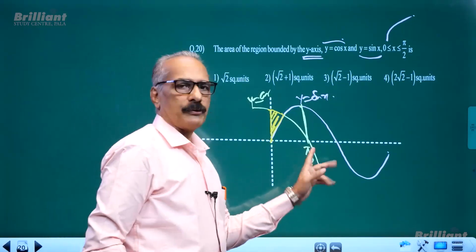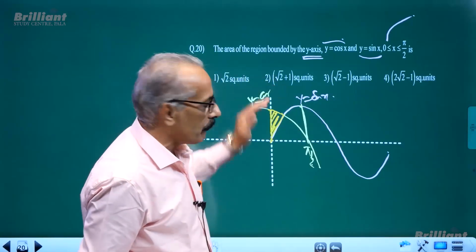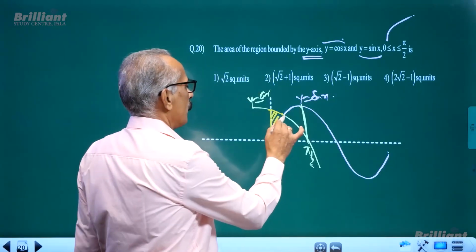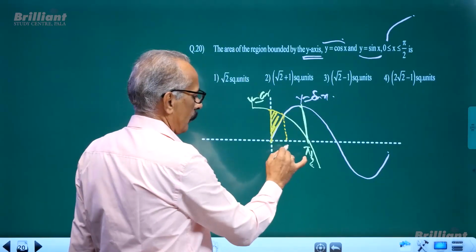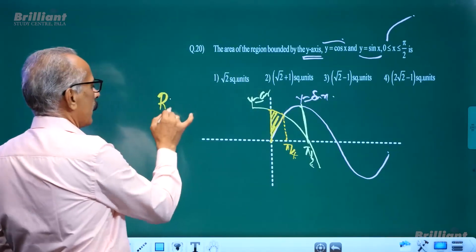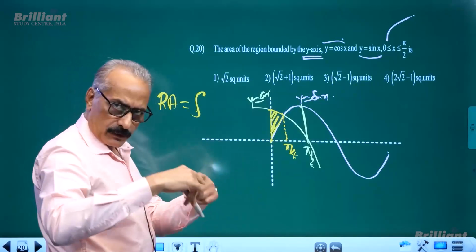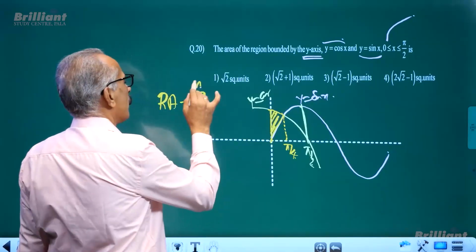You will not go up to this. The y-axis is a boundary, sin x is a boundary, cos x is a boundary. Therefore, they meet at this point. This is pi by 4. Therefore, the required area is equal to the integral from 0 to pi by 4, you know, sin and cos we will solve.